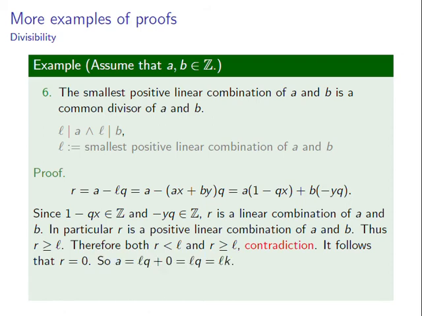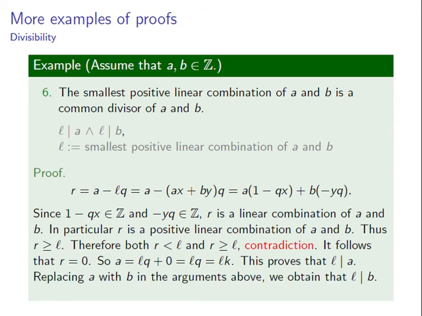So A is equal to LQ plus 0, which is equal to LQ, which is equal to LK. This proves that L divides A. Replacing A with B in the preceding arguments shows that L divides B. So L is a common divisor of A and B, which completes the proof.